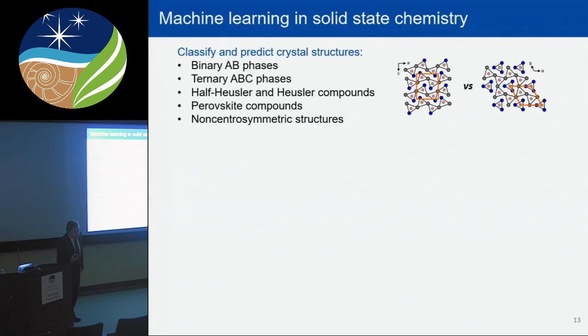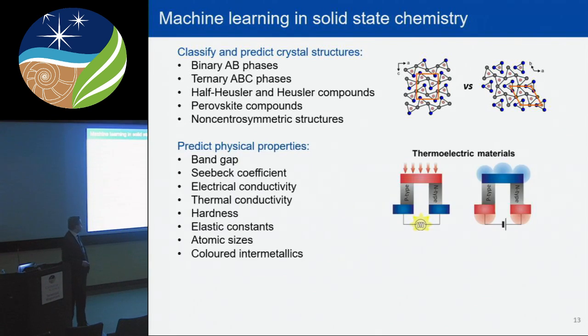So one of the problems is classification of crystal structures. I'm a crystallographer, so I like looking at crystal structures. The biggest problem in crystallography is just, if you have a combination of elements, would it crystallize in this type structure or this type structure? So these types of problems I'm interested in the most.